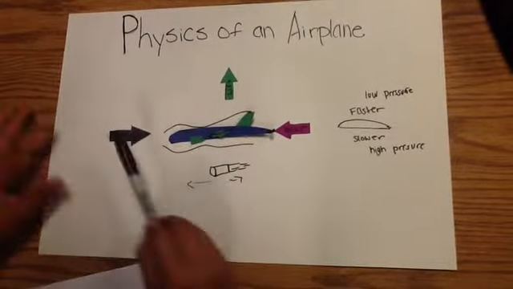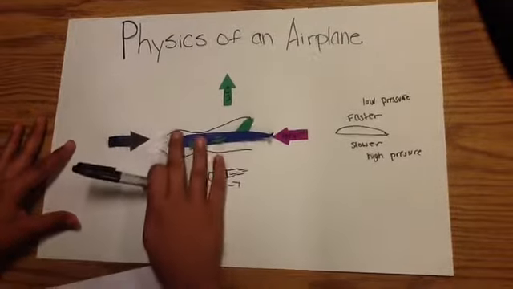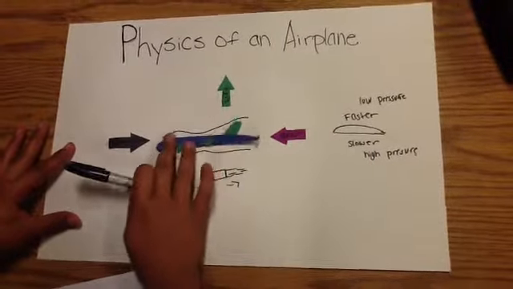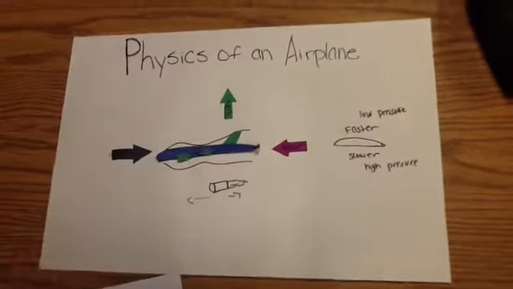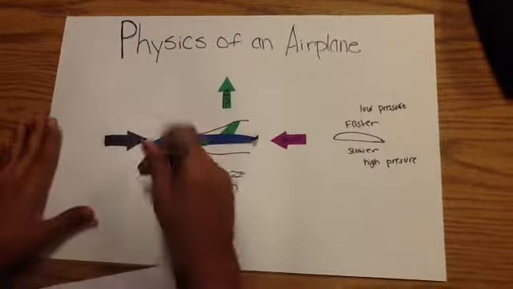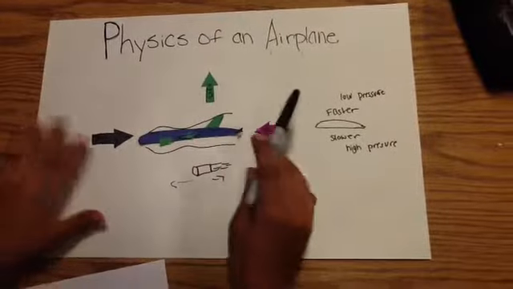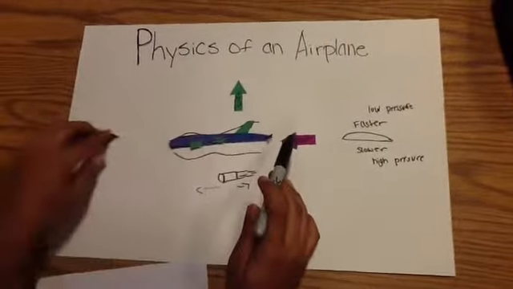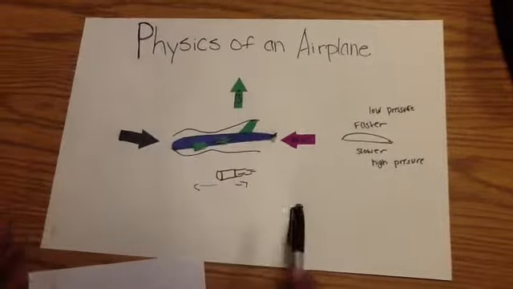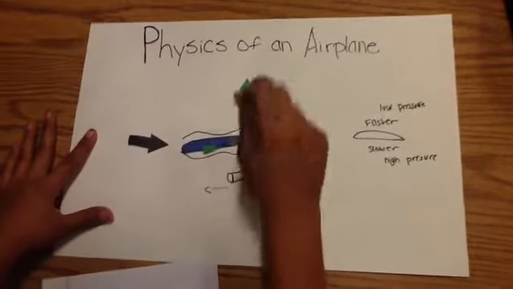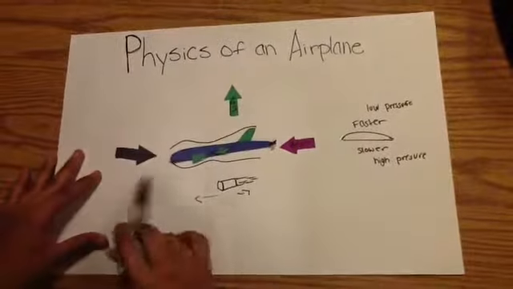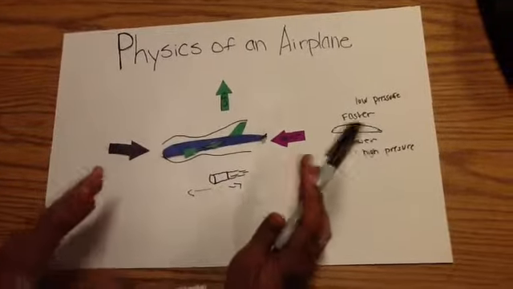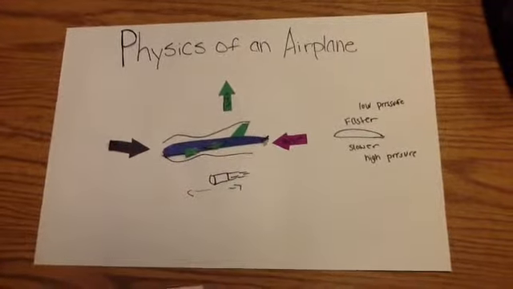And the drag makes it go slower because the air is pushing on it, kind of making it go backwards. So you want to keep it aerodynamic so you can cut through the air. The thrust makes it go forward, the lift makes it go up, and the drag makes it go slower and resists the flow through the air.